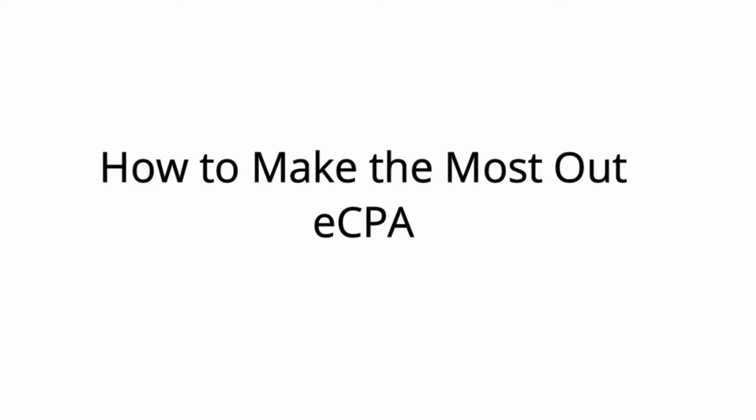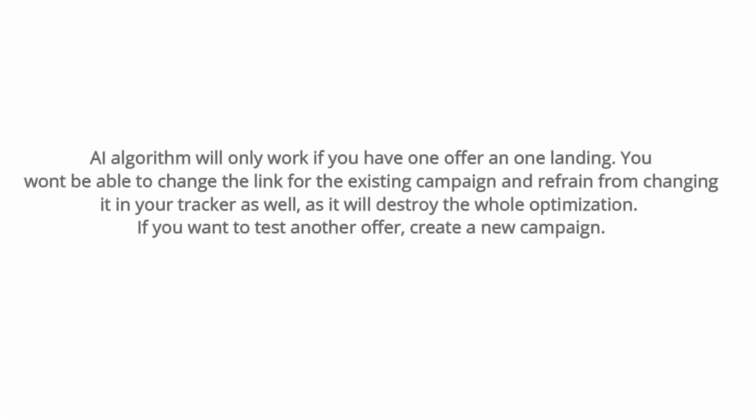All right, so how to make the most out of your eCPA campaigns. The AI algorithm will only work if you have one offer and one lander, if any. You won't be able to change the link from the existing campaign, and please refrain from changing it in your tracker as well, as it will destroy the whole optimization. If you want to test another offer, just create an entirely separate new campaign.